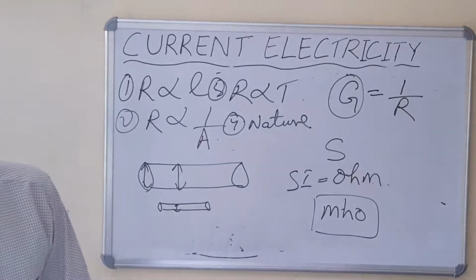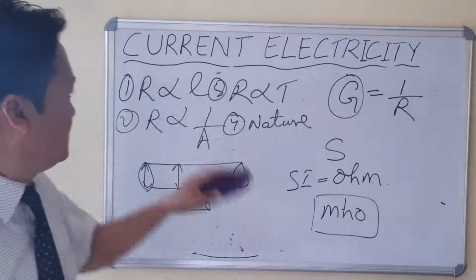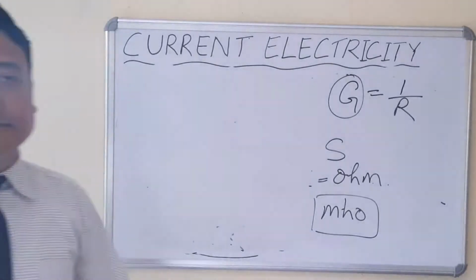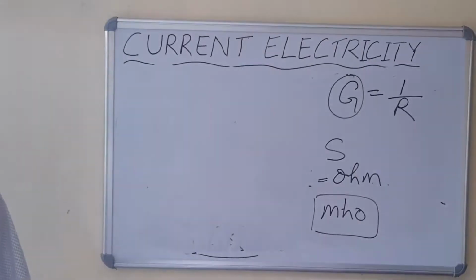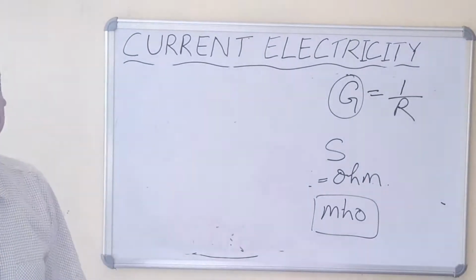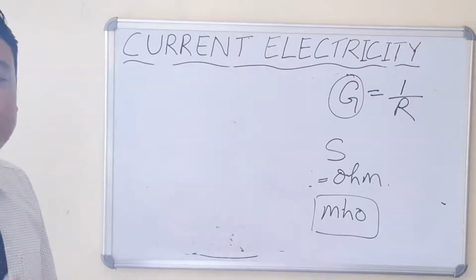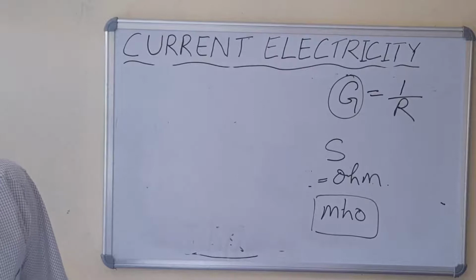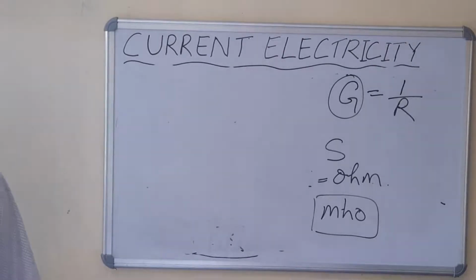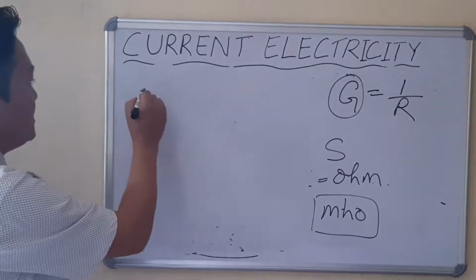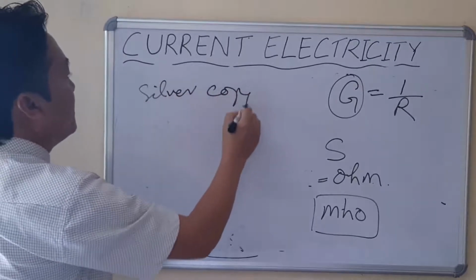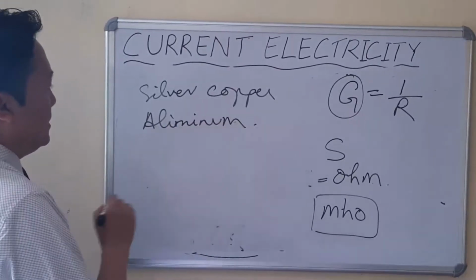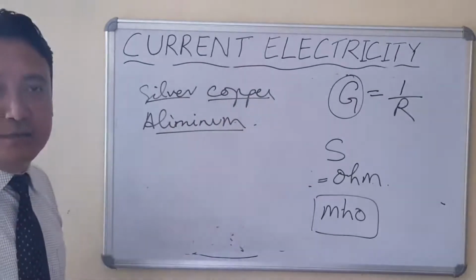Now the next point, let us come to ohmic and non-ohmic resistors. A conductor which obeys Ohm's law is said to be an ohmic resistor. Examples of ohmic resistors are all the metals: silver, copper, aluminium. All these are ohmic conductors because they obey Ohm's law.